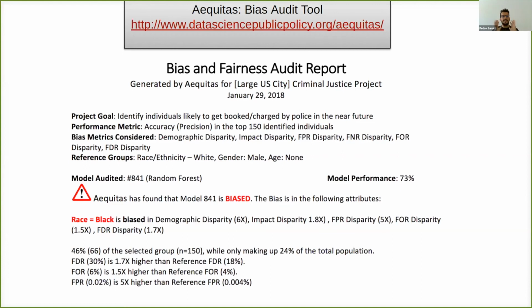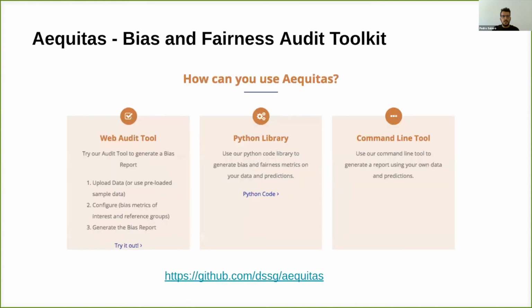And this really started with this kind of vision. We actually never implemented this report, but it is inspired by legal audits. It says what the project goal was, what the performance metric and bias metrics considered were, the reference groups, what model was audited, what the results were, and what the performance is. This is kind of a model sheet. As we have seen recently, there are model cards, and other groups of people propose different ways of providing this sort of information, which I think is really great, and the community is really evolving in the right direction. So how can you use Aequitas?